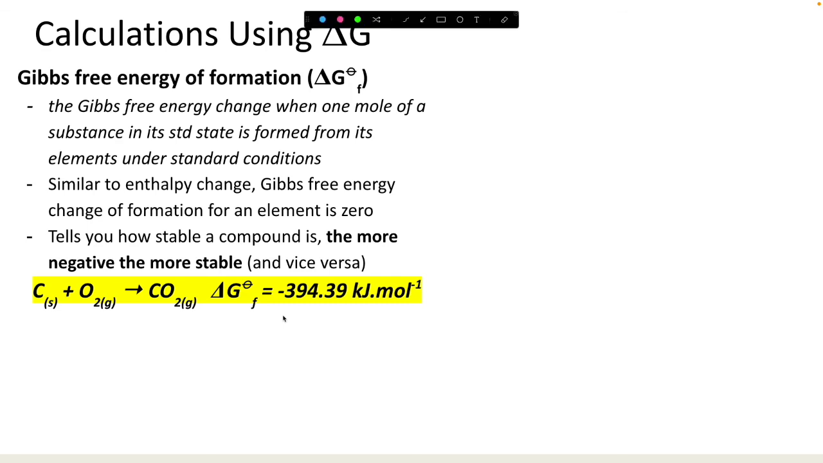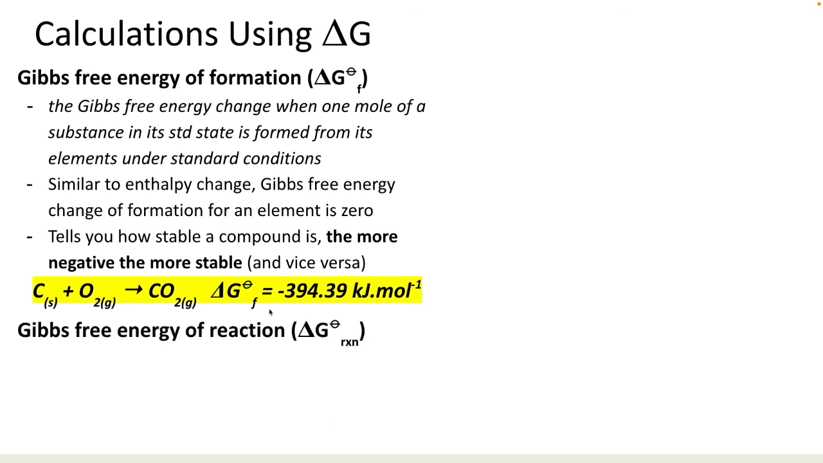So for example, we can think of this going in that direction as being very, very spontaneous because we have a large negative value. But if we think about it going in the other direction, well, it's going to be the same size, just the opposite sign. So in this backwards direction, it's going to be very, very non-spontaneous. And the larger it is negative in the forward direction, the more stable it's going to be, and the vice versa of that.